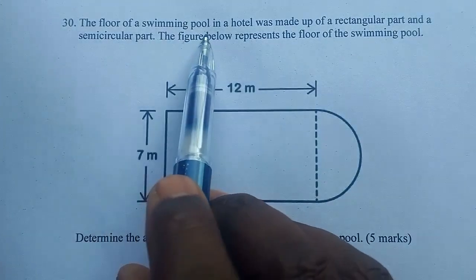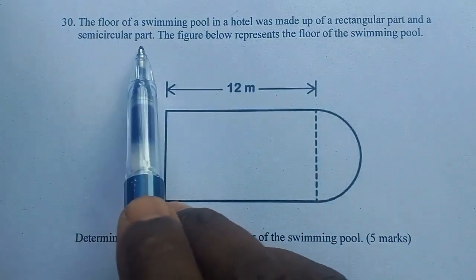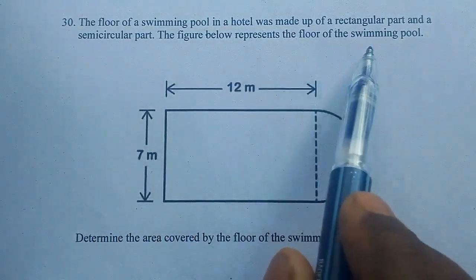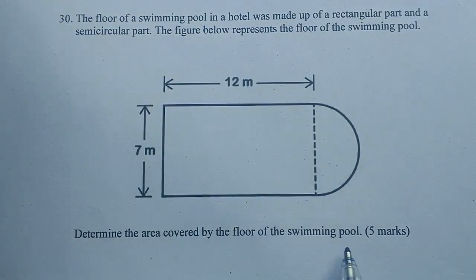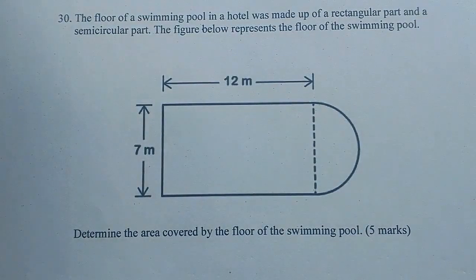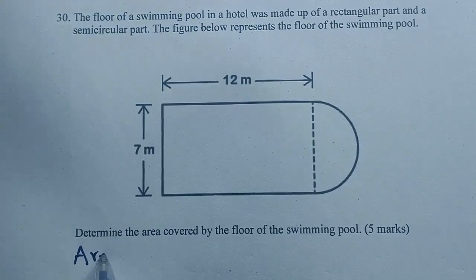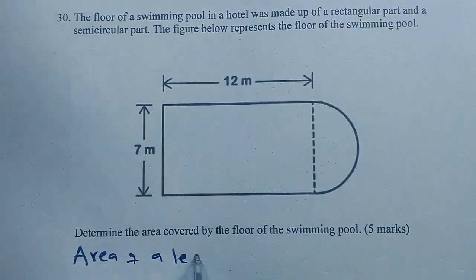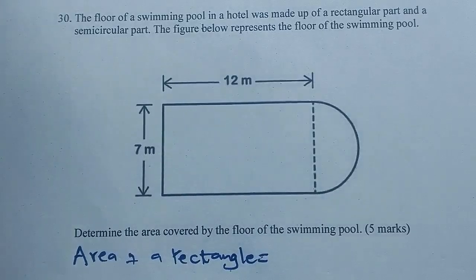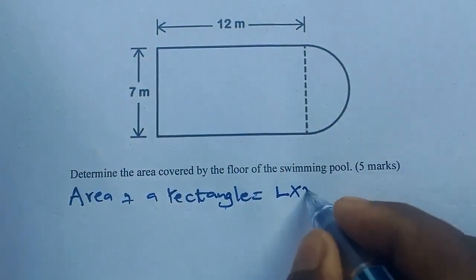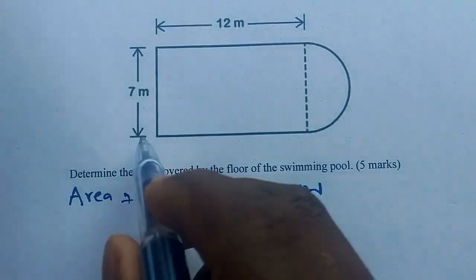The floor of a swimming pool in a hotel was made up of a rectangular part and a semicircular part. The figure below represents the floor of the swimming pool. Determine the area covered by the floor of the swimming pool. So we have a rectangle and a semicircle. The area of a rectangle is given by length times width. Length is 12 times width, which is 7.